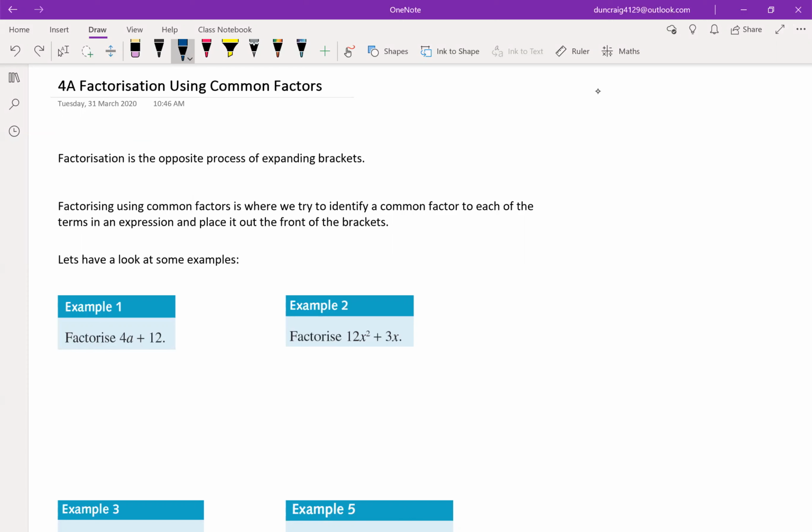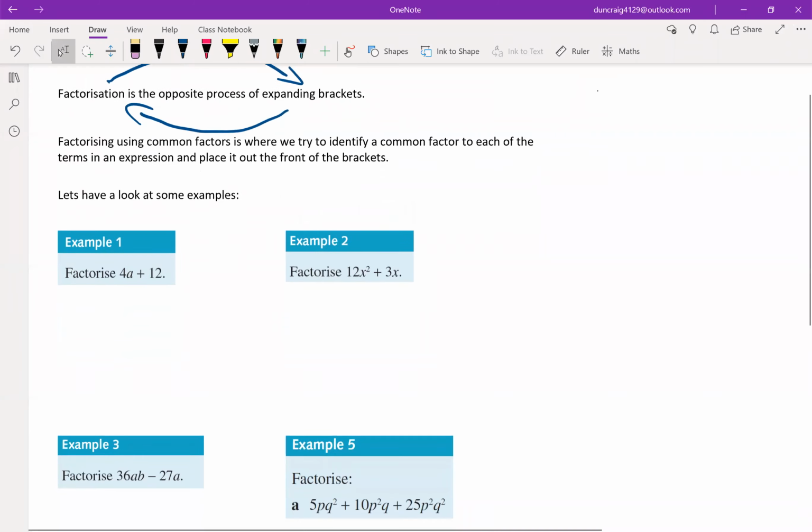One of the first concepts for you to just remember and keep in mind is that factorization and expanding brackets are essentially opposite operations to one another. So I'm just going to put these arrows here. Factorizing and expanding are opposite processes. In this first topic, we just want to identify the common factors within an expression and take that out the front of the brackets. So let's have a look at some examples here.